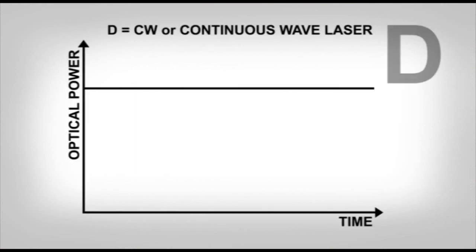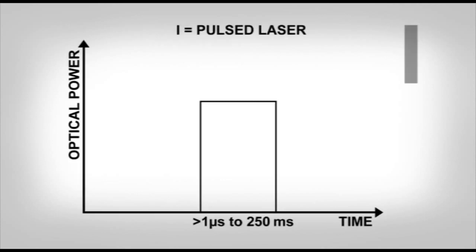The D, I, R and M characters relate to the type of laser that the eyewear is designed to protect against. The letter D means the eyewear protects you against continuous wave lasers. The letters I, R and M relate to protection against pulsed lasers. I provides protection against pulses lasting between 1 microsecond and 250 milliseconds, commonly known as long pulse.